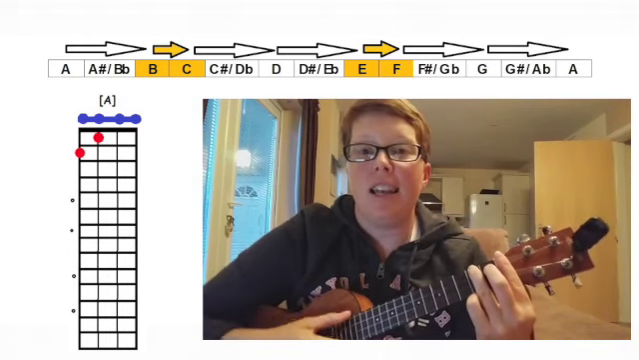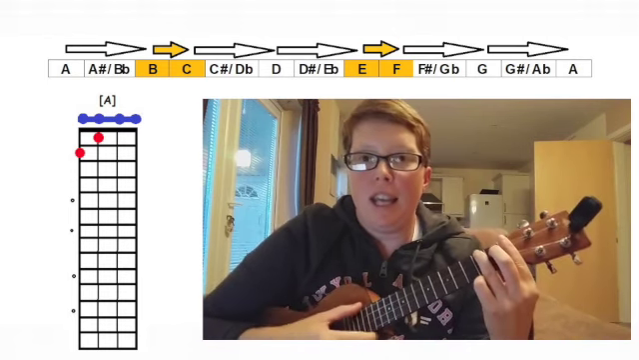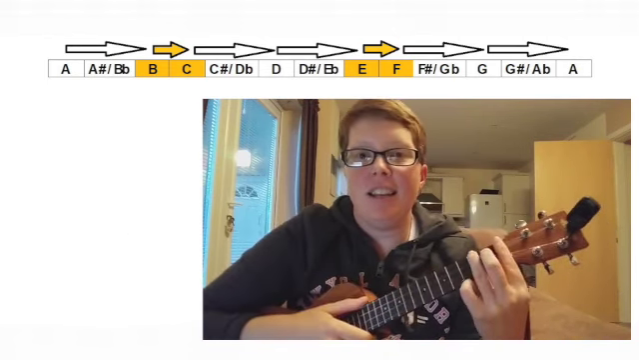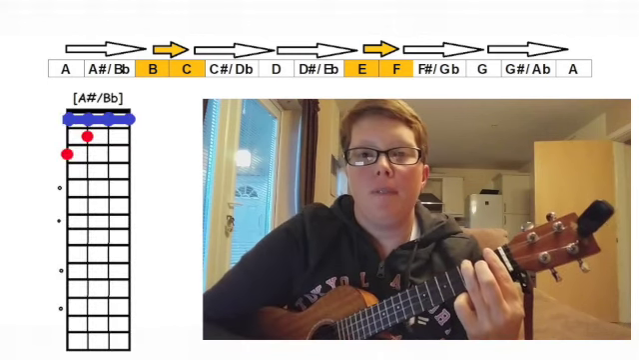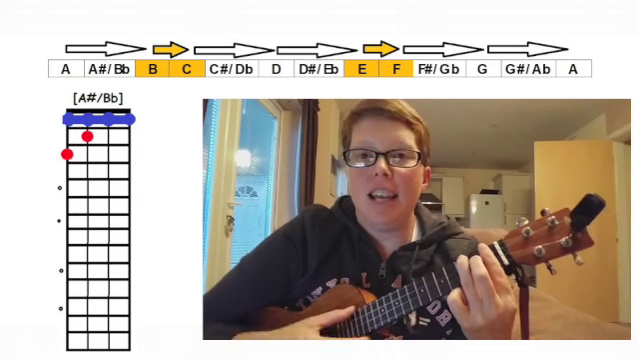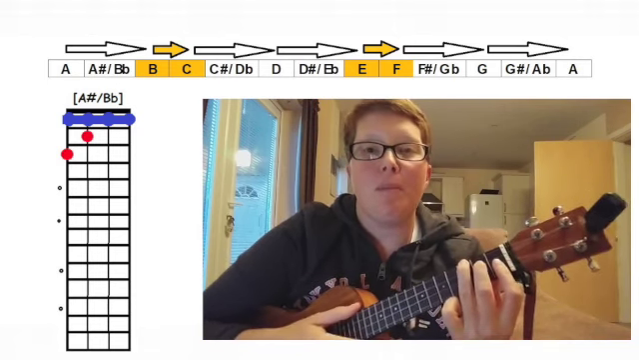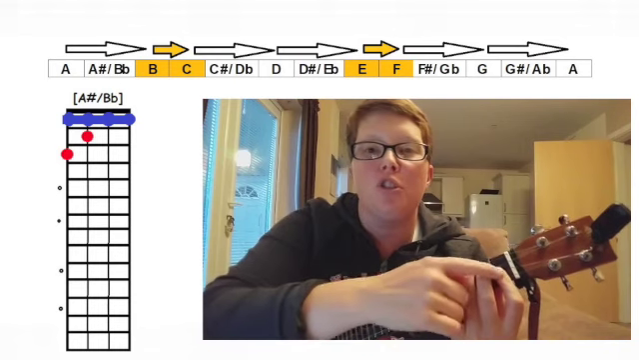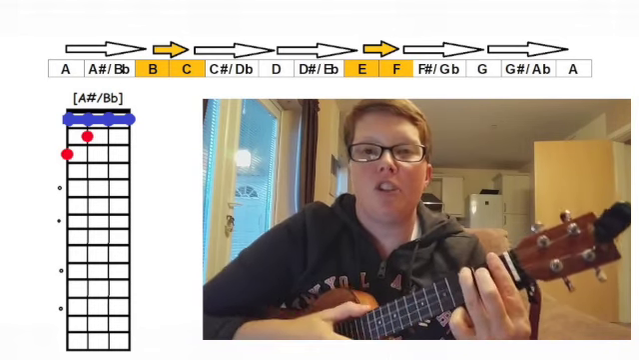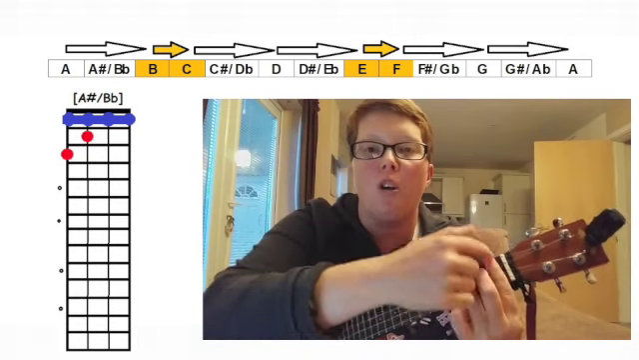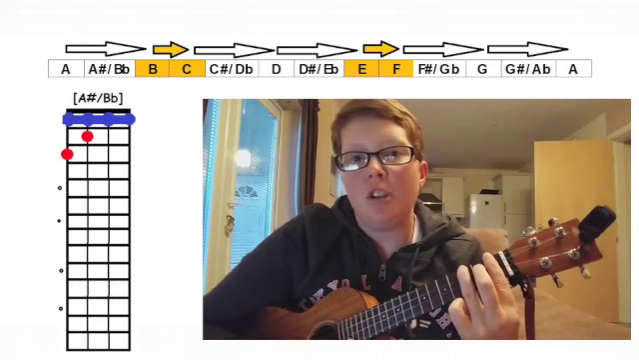So that's still an A because we're not touching any of the strings, okay? I want you to slide that up 1 fret to this shape. That there is an A sharp or a B flat, okay? Now normally I would make my B flat that shape where I bar just the bottom 2 strings, the A and the E string. But for this demonstration, I'm going to keep it as the full bar across all 4 strings, okay? So that is a B flat or an A sharp.